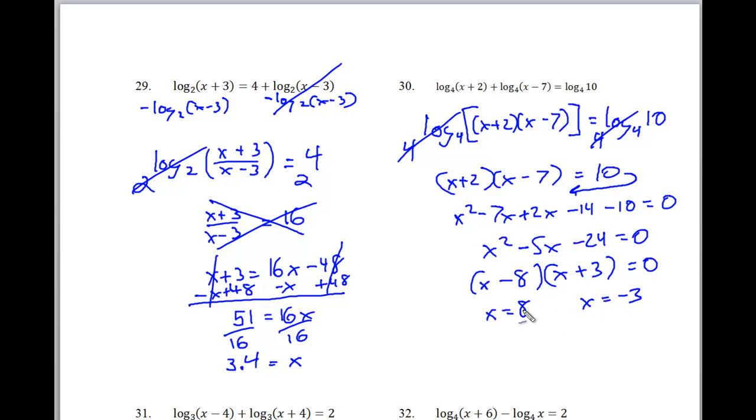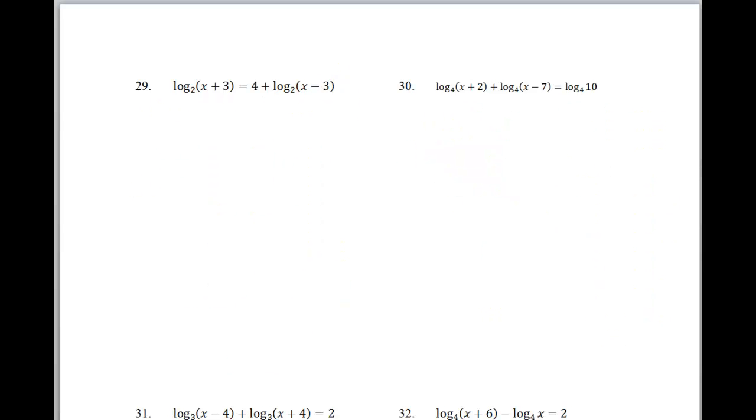Now, one of these answers doesn't work. If I plug my 8 into these equations, 8 plus 2 is 10, and 8 minus 7 is 1, well, shoot, actually that's okay. But if I plug the negative 3 into this equation, negative 3 plus 2 is negative 1, and negative 3 minus 7 is a negative 10. Sorry, can't have negative logs because of the domain restrictions. So problem number 30 has only 8 as our answer. We haven't been checking them because I'm pretty sure that plugging a positive into these equations is going to give us a positive, but in this case, the negative didn't work.